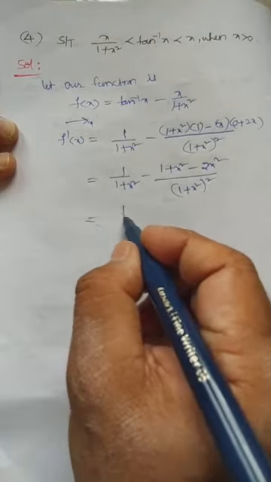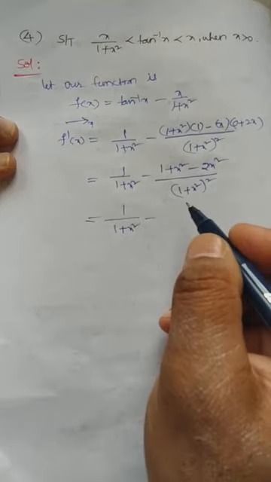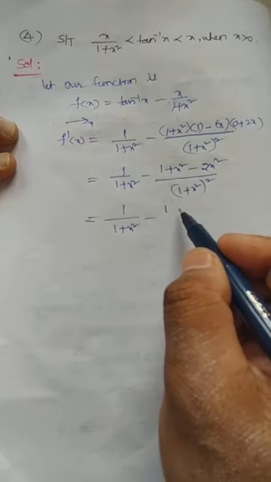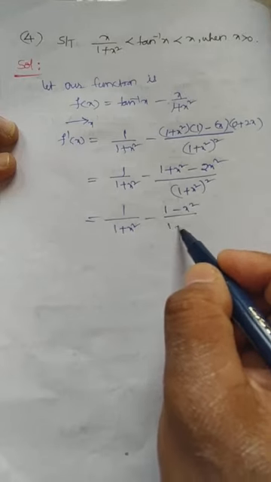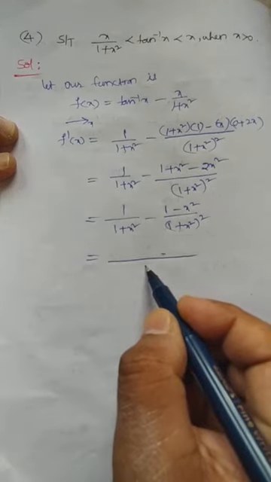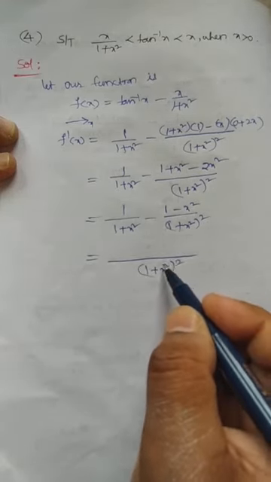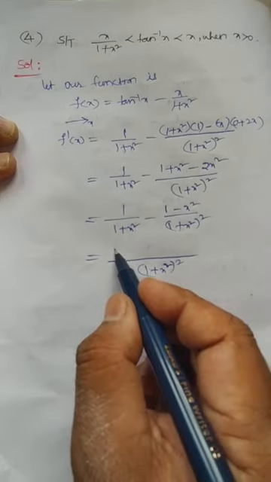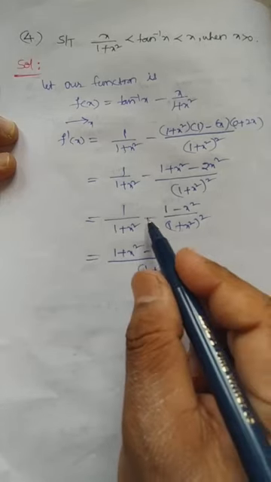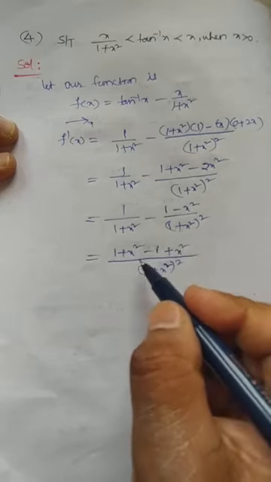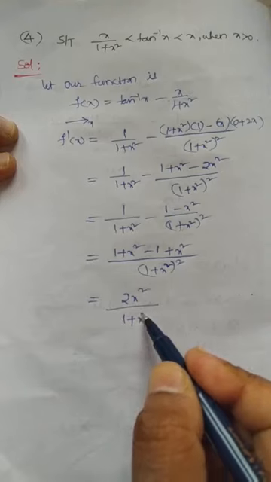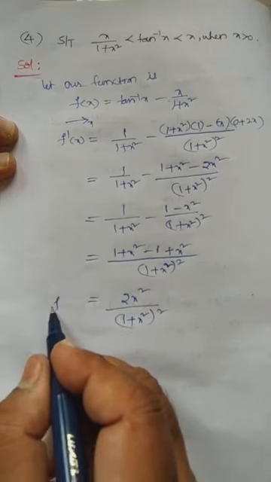So that is 1 by 1 plus x square minus, 1 x square minus 2x square means minus x square by 1 plus x square whole square. So now 1 plus x square whole square is our LCM. Already 1 plus x square is there, one more 1 plus x square comes here, minus of minus 1 minus of minus plus x square. So minus 1 plus 1 gets cancelled. It is 2x square by 1 plus x square whole square, which is our f dash of x.